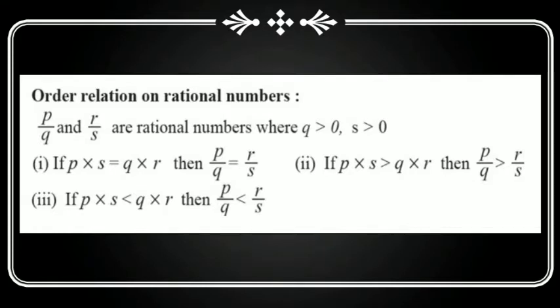Now, order relation on rational numbers. p by q and r by s are rational numbers where q is greater than 0 and s is greater than 0. First relation: if p into s equals q into r, then p by q equals r by s. Second relation: if p into s is greater than q into r, then p by q is greater than r by s. Third relation: if p into s is less than q into r, then p by q is less than r by s.